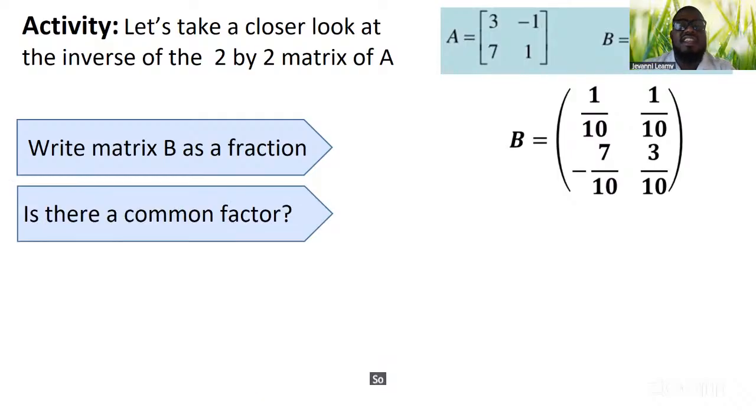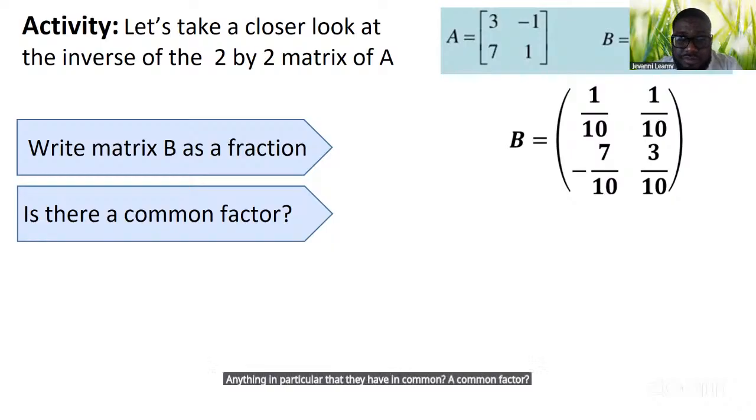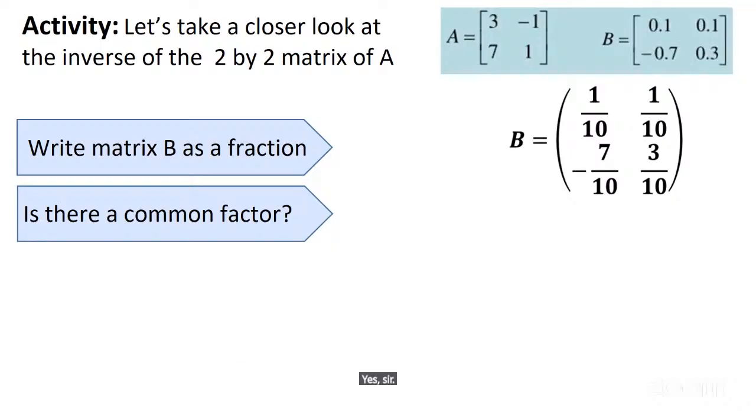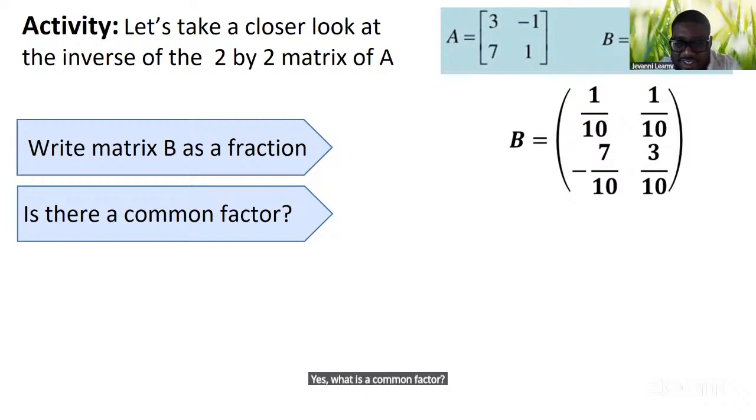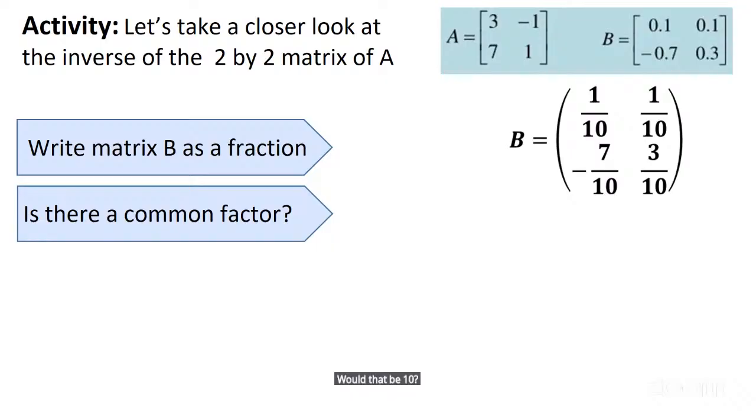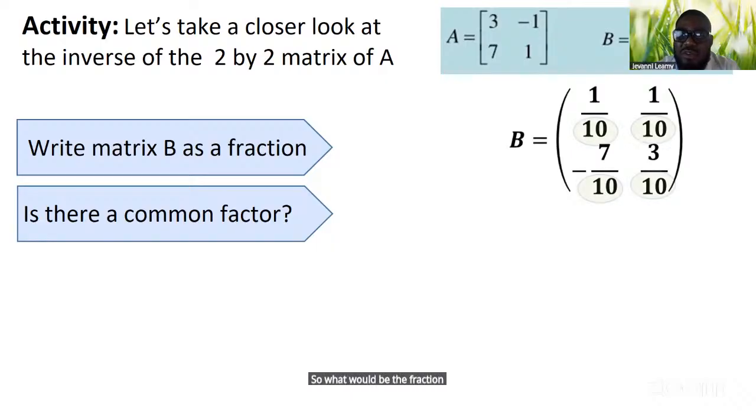So is there anything that you think is a common factor in matrix B? Does matrix B have a common factor? Is there anything that they have similar in all elements, besides saying their numbers or digits, by the way? Anything in particular that they have in common, a common factor? Would that be 10? Okay, 10. Numerator or denominator 10? Denominator 10. So what would be the fractional part of it? It would be 1/10. All right?